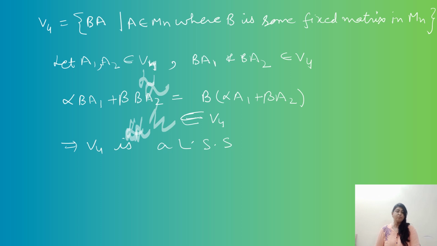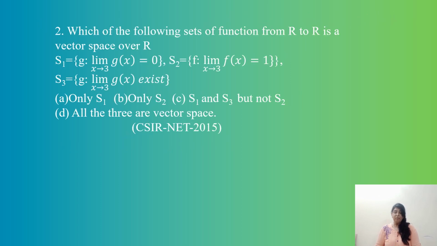Next we have: which of the following sets of functions from R to R is a vector space? So again the condition of vector space is there. If V is a non-empty set and alpha and beta are two scalars belonging to F, and v1 and v2 are two vectors which belong to V, then alpha into v1 plus beta into v2 belongs to V. This is the condition for the vector space.